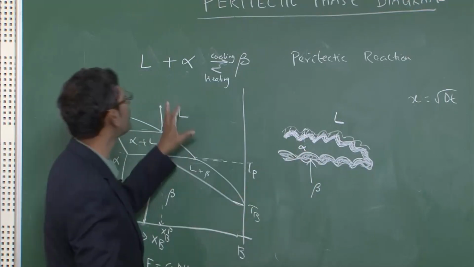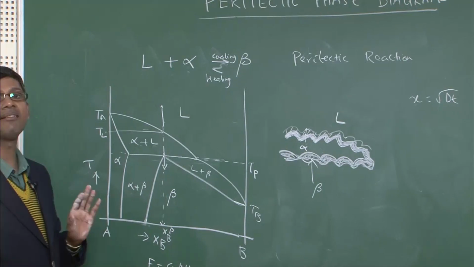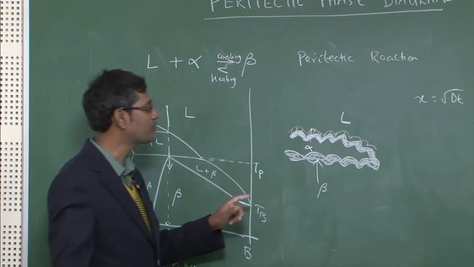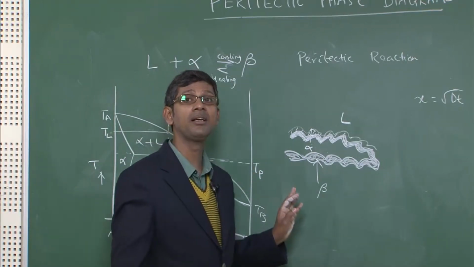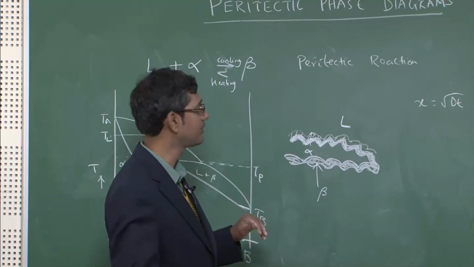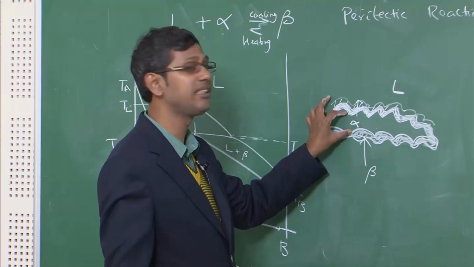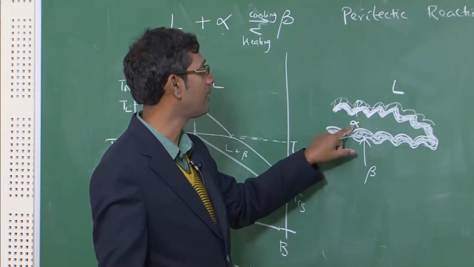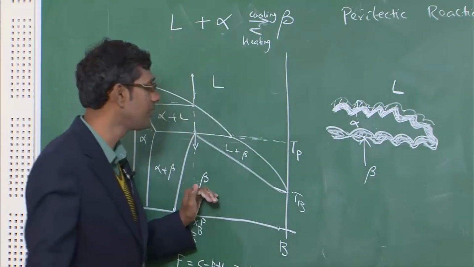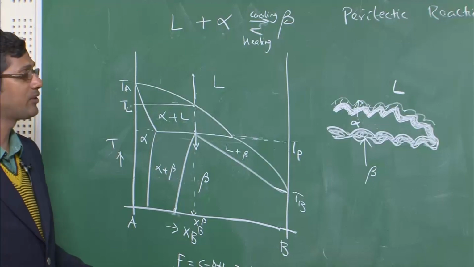This is the problem with all peritectic reactions. Peritectic reaction under normal cooling conditions will never get completed, and that creates a lot of problems in the industry. We will discuss one or two case studies in one of the classes, where I will show you that retaining this phase alpha, at a temperature lower than the stable temperature, can create a lot of problems in the properties of the material.